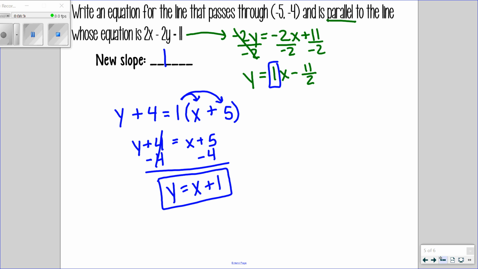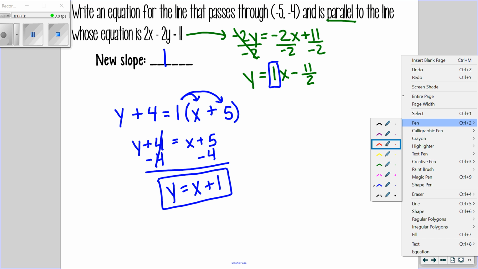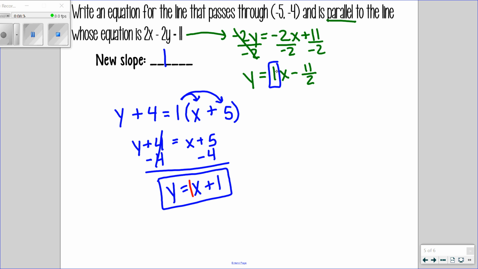And again, just do a quick double check. Our slope is a 1, and their slope is a 1. Looks parallel to me. Good job.